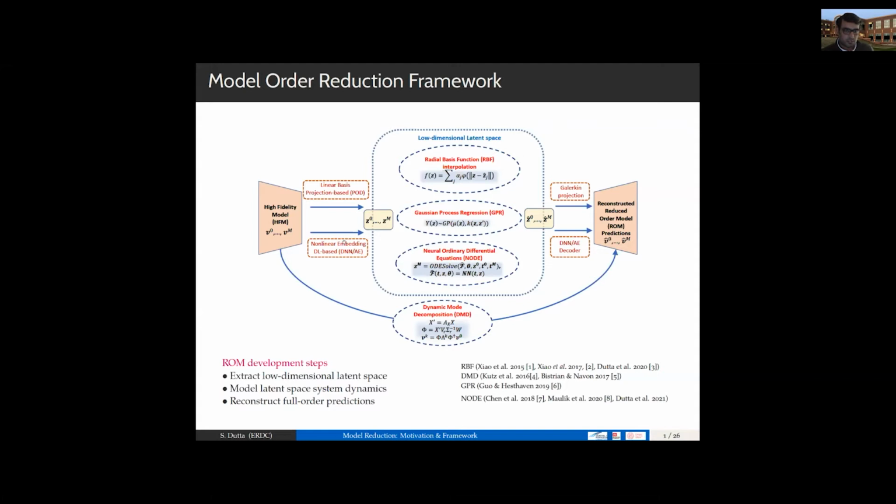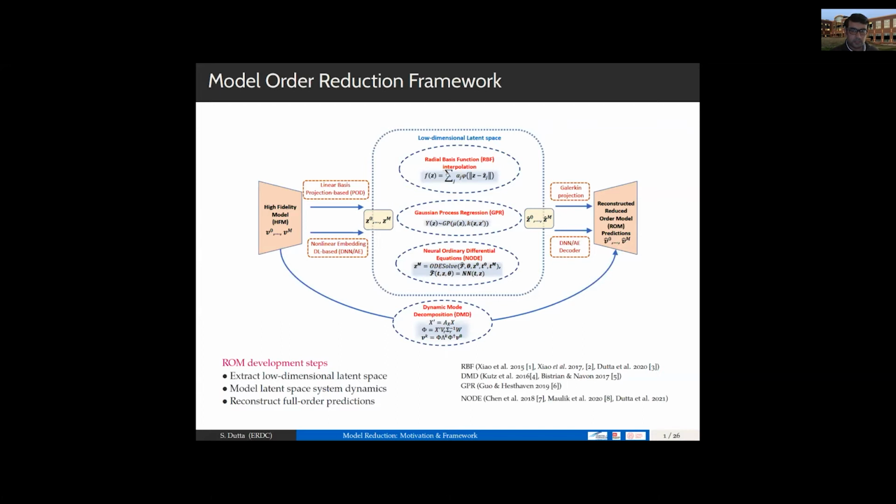On the other hand, we can also go with nonlinear embedding methods from deep learning like autoencoders, which have been shown to be much more efficient in convection dominated problems in some cases. Now once we have this lower dimensional representation in terms of these expansion coefficients Z0 to Zm, we can use various different methods to represent the dynamics in this latent space.